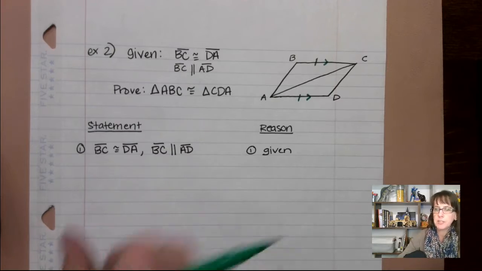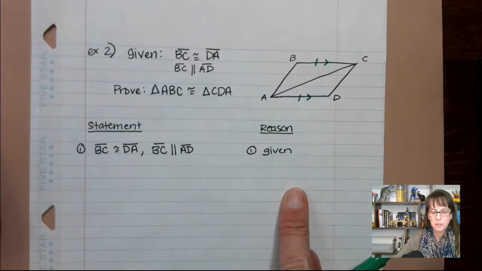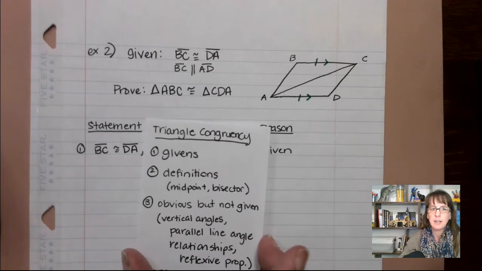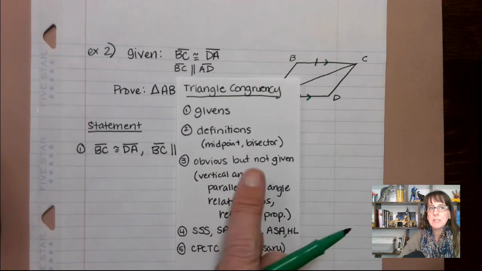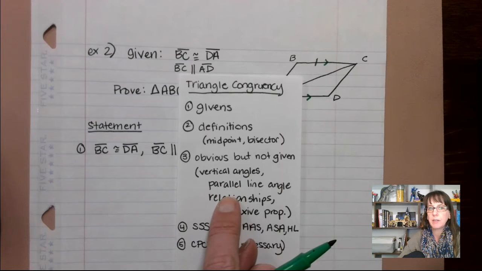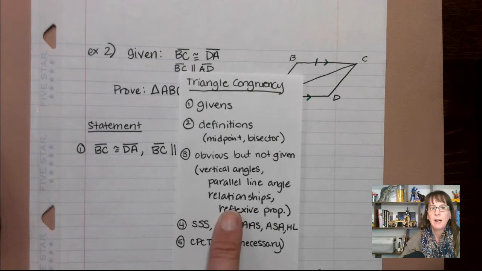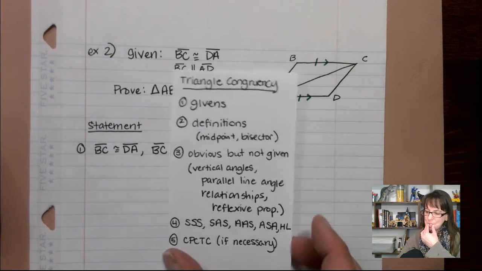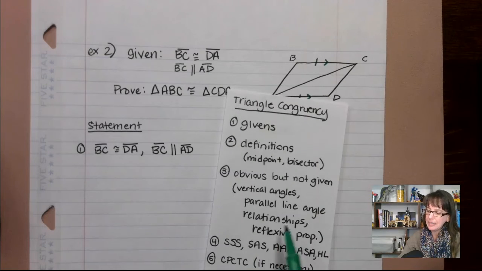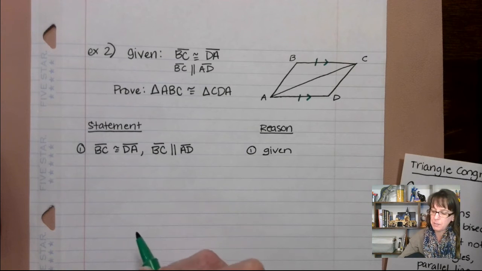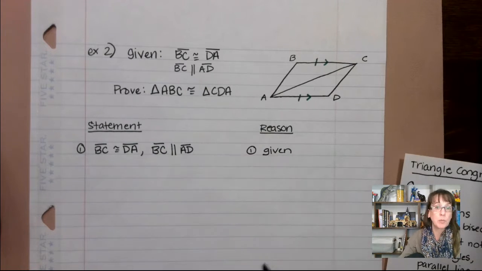Well, the first thing that we do is we write down our givens, right? So those are there. Next, we're going to do any definitions. Midpoint, bisector, I don't see that on here, so we're good to go. Obvious but not givens: vertical angles, parallel line angle relationships, that's things like interior, exterior, alternate interior, alternate exterior, and then the reflexive property. So the parallel line angle relationships, that's when you see these parallel lines.